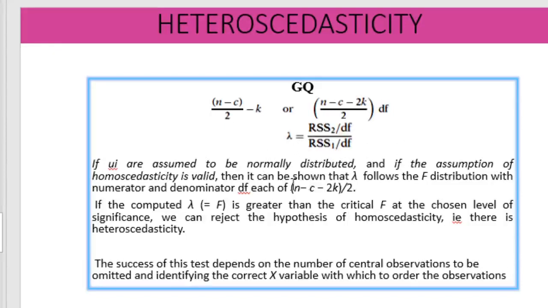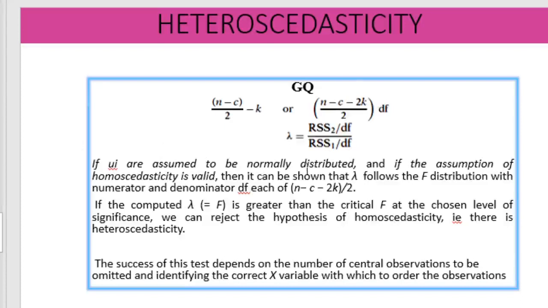If ui are assumed to be normally distributed and the assumption of homoscedasticity is valid, then it can be shown that lambda follows the F distribution with numerator and denominator degrees of freedom each of n minus c minus 2k by 2. If the computed lambda, equal to F, is greater than the critical F at the chosen level of significance, we can reject the hypothesis of homoscedasticity. This is the Goldfeld-Quandt test.